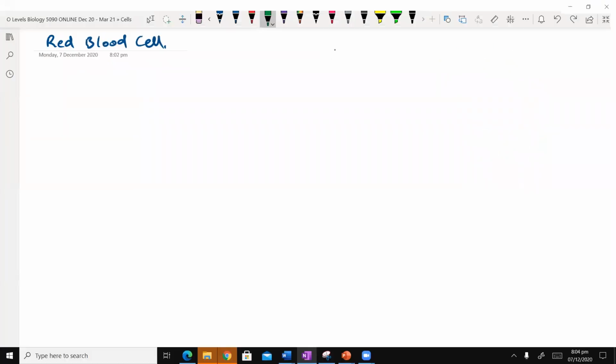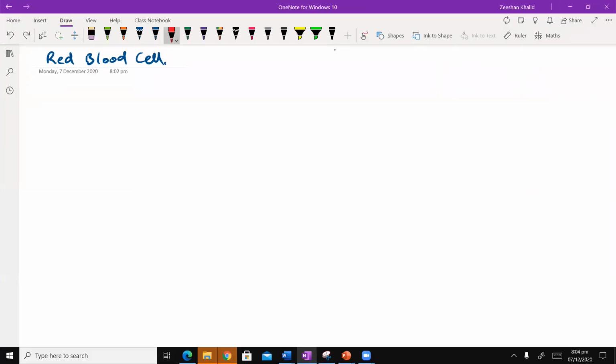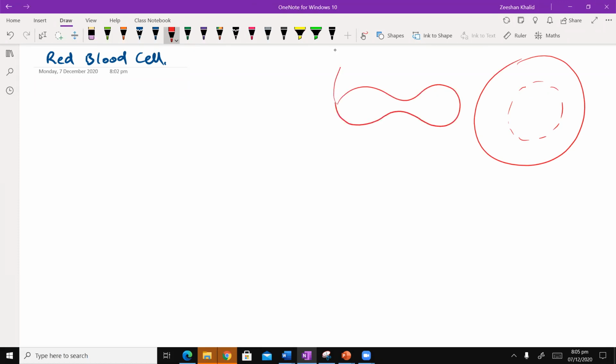How good is this? Let's draw it with red, say. So if that's how the red blood cell looks, this dotted thing is actually not the nucleus. So that's how the cross section would look. Okay, yep, that's how it is.